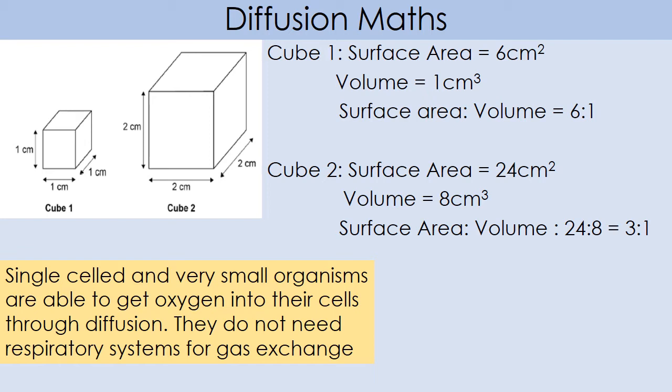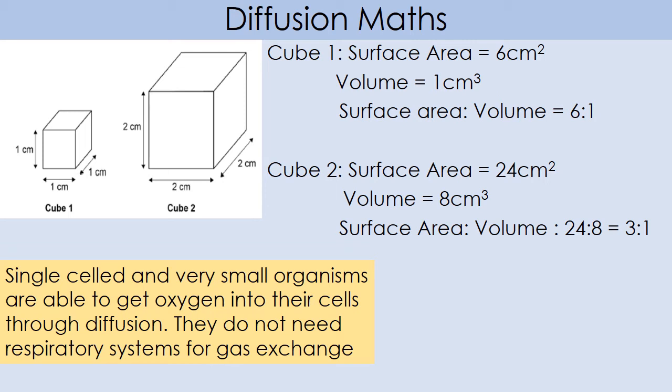They've not got lungs such as humans have or other mammals. For insects, they have something called spiracles. That's more of an A-level thing we'll look at. It means they don't need those respiratory systems for gas exchange. They can just rely on diffusion. They've got a very, very large surface area to volume ratio.